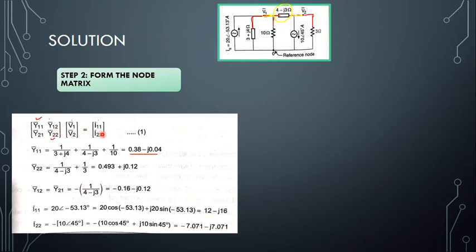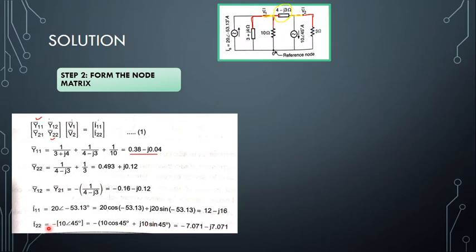Now what are I11 and I22? I11 is the first source connected to the first node. So it is 20 angle minus 53.13. How do you calculate this? It is cos of the angle plus J sine of the angle. The magnitude 20 remains the same. So it is 20 cos of minus 53.13 plus J 20 sine of minus 53.13, and we get this answer. And what about I22? It is 10 angle 45. So it is 10 cos 45 plus J 10 sine 45.